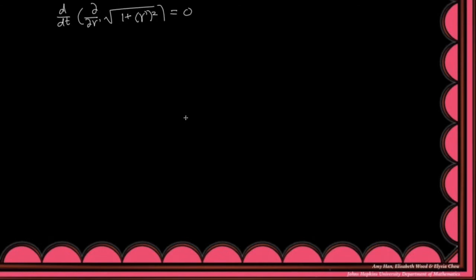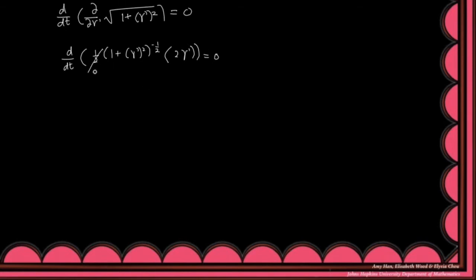So from here, let's focus on just the inner part, the derivative with respect to gamma prime of radical 1 plus gamma prime squared. So this is just a normal derivative. So we're left with 1/2 times 1 plus gamma prime squared to the -1/2 power times 2 gamma prime. And all of that equals 0.